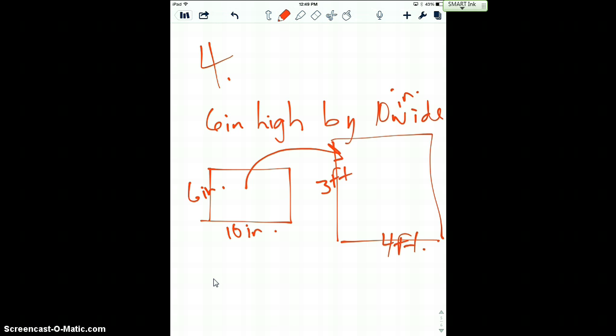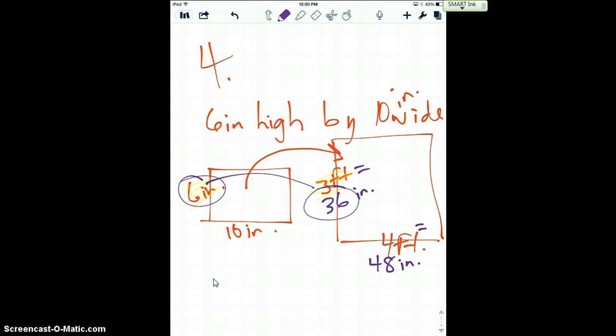So let's look at the heights. Now they're different units, so I'm going to go ahead and convert them over. So this is the same thing as how many inches? That's going to be 36. This is the same thing as 48 inches. We're good there. And then I'm going to check the height from here to here. I'm going to go ahead and divide those two to see what I get. I can figure that out in my head.